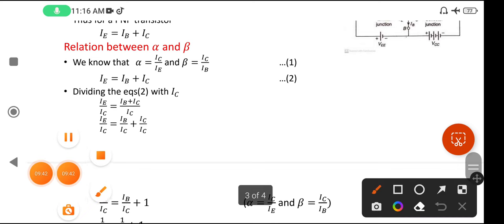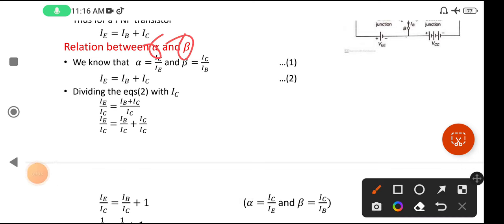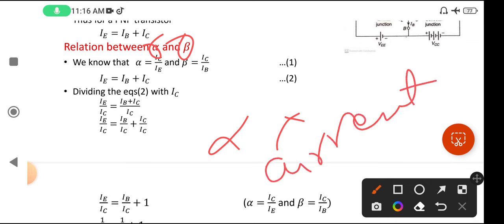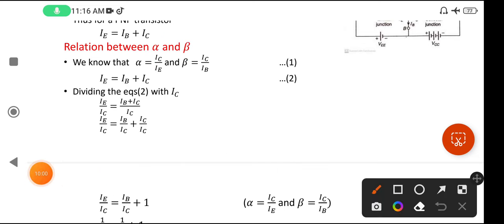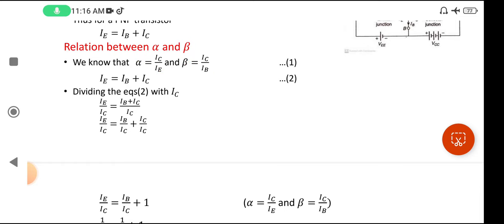Next, there is a relation between alpha and beta. Alpha and beta are the current gain factors, or amplification factors. We know the alpha formula: alpha is the ratio of collector current to emitter current. Beta is the ratio of collector current to base current.